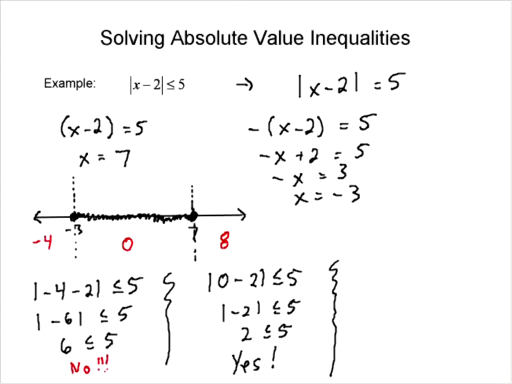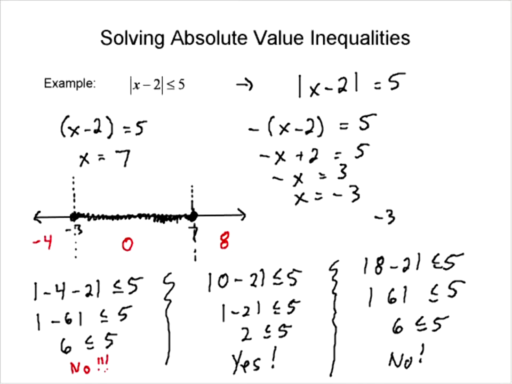Again, we can't make any assumptions beyond these boundary points, so we have to check 8. So let's go 8 minus 2 is less than or equal to 5. Hopefully by the time you've written it down, you've realized that we have the absolute value of 6. Is that less than or equal to 5? 6 is not less than or equal to 5, so that's a no. So our solution, written as an inequality, is negative 3 is less than or equal to x, which is less than or equal to 7. There's our solution to our inequality.